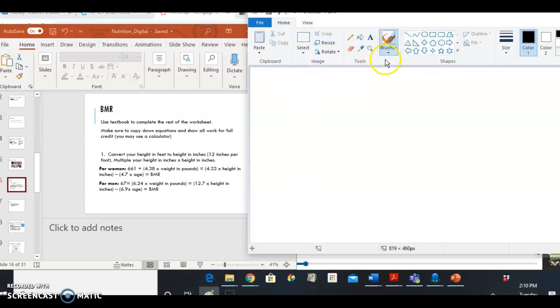All right, so just let's say you are 5 foot 8 inches tall. All right, so now we need to convert that first into inches.